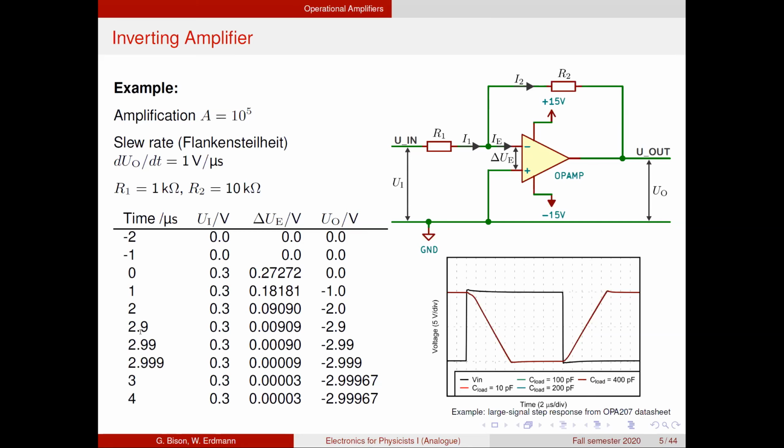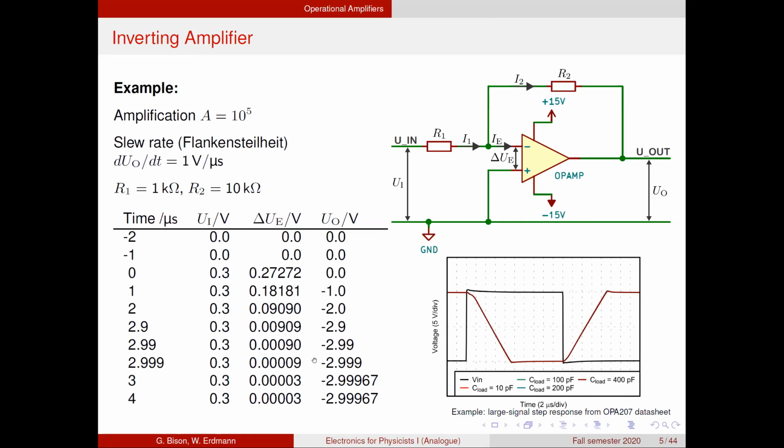At 2.99 microseconds, the output has gone to minus 2.99 volts. Now the differential voltage here has decreased still more. But still, it's a lot. It wants to go to minus 90 volts. Okay, so one more step towards 3 microseconds, and we see that finally the output voltage has become so close to 3 volts that this differential voltage becomes really, really small. With this differential voltage, the output wants to go to 9 volts.